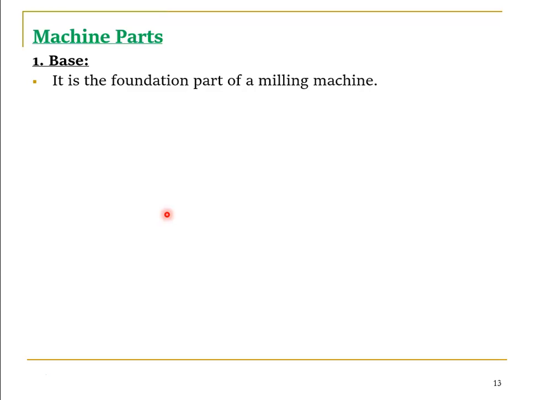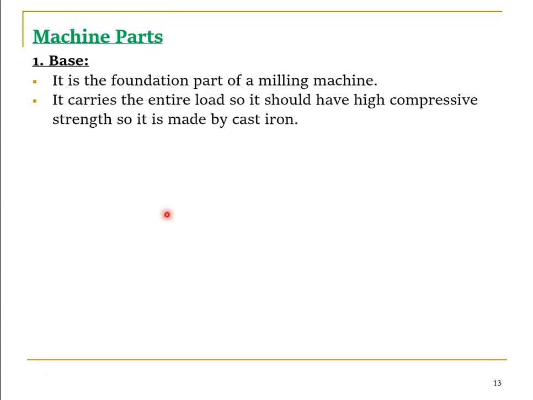The base is the foundation part of the milling machine. It carries the entire load, so it should have high compressive strength, and it is made of cast iron. It also works as a reservoir for cutting fluids. It is a rigid structure.